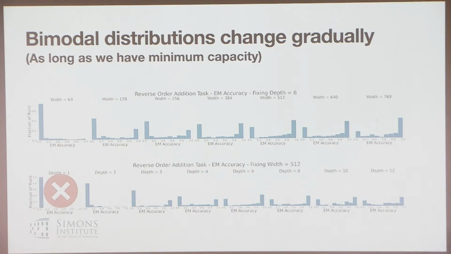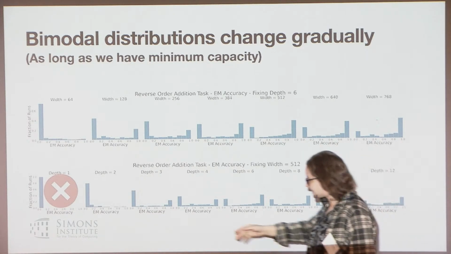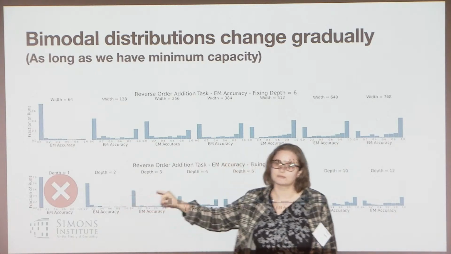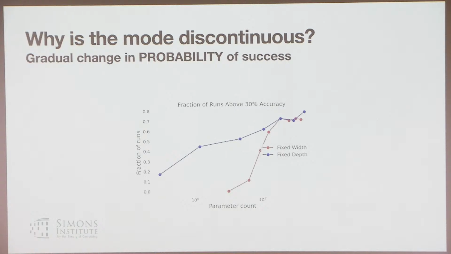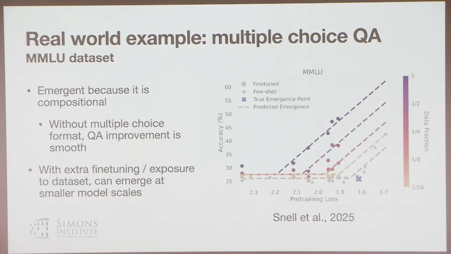As long as we have an actual minimum capacity, which here is much lower than you would think, the minimum capacity is just based on where the emergence happens. It's at this scale that you actually start having some successful runs. Okay, so that mode being super discontinuous, as we've seen, is actually just expressing a gradual change in the probability of success, not a sudden change in the capacity of the model at that scale.